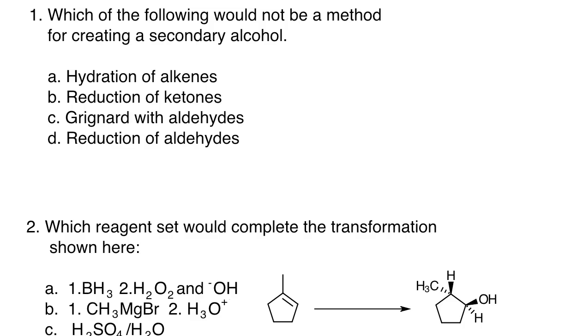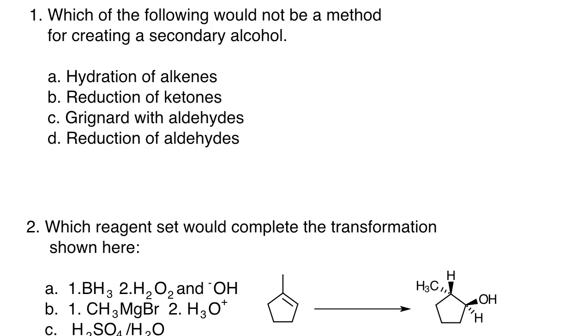All right, so hopefully everybody had a chance to work on these problems. We're now going to walk through each of them and explain the answers that would be best in each case. So number 1, which of the following would not be a method for creating a secondary alcohol? Well, let's take a look at these methods and consider whether we could get a secondary alcohol based on what they are asking or providing.